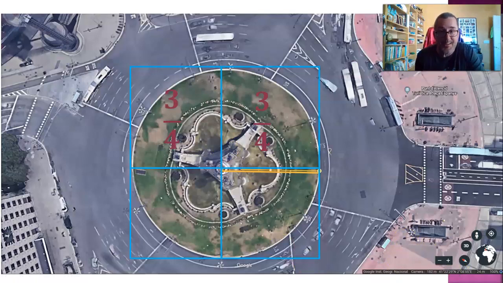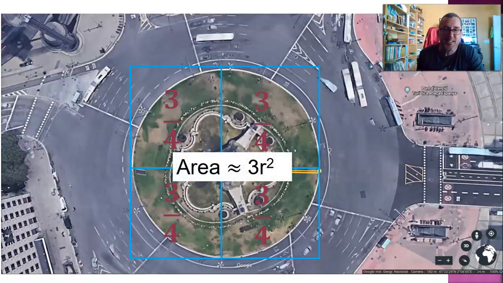3/4 and 3/4 would be 6/4, 9/4, 12/4. 3, 6, 9, 12/4. I'm going to say that it's probably more like around 12/4. Now, 12/4, since 4/4 makes a whole, 12/4 would be 3. I'm going to now argue that the area, it's less than 4 square radiuses, and I'm going to say it's closer to 3 square radiuses.